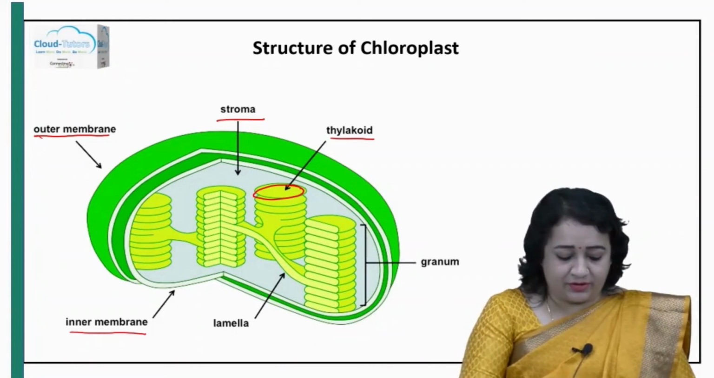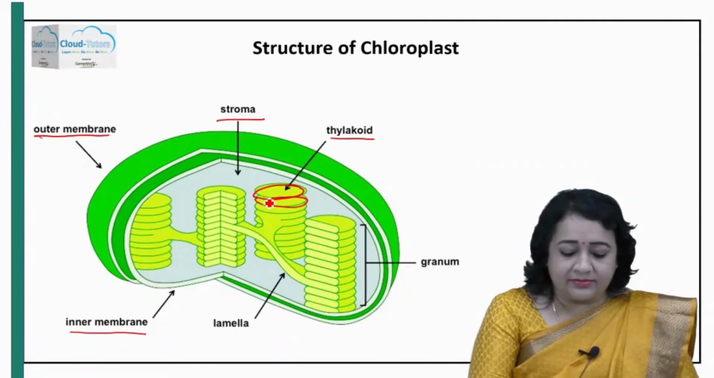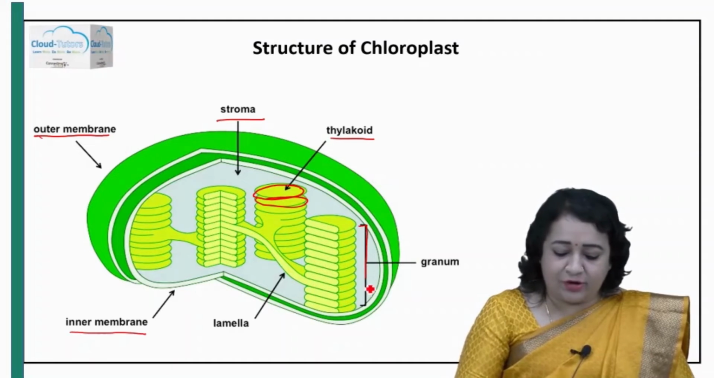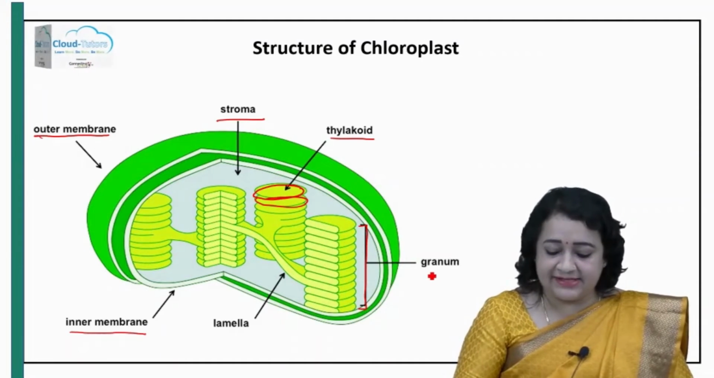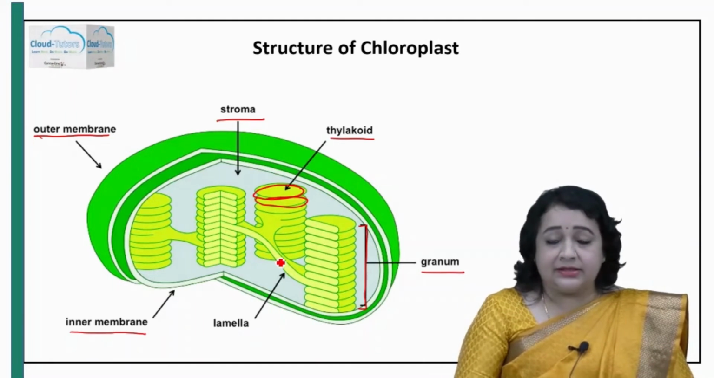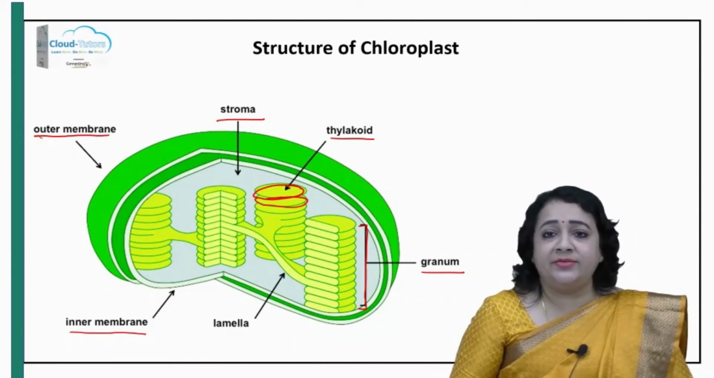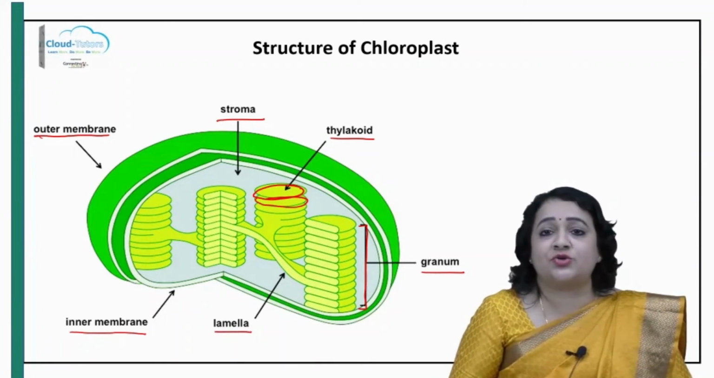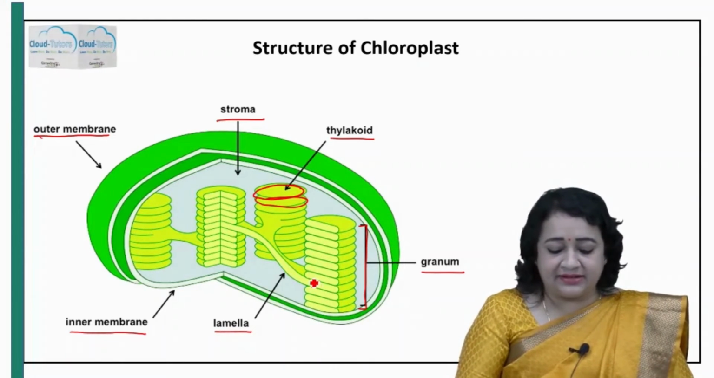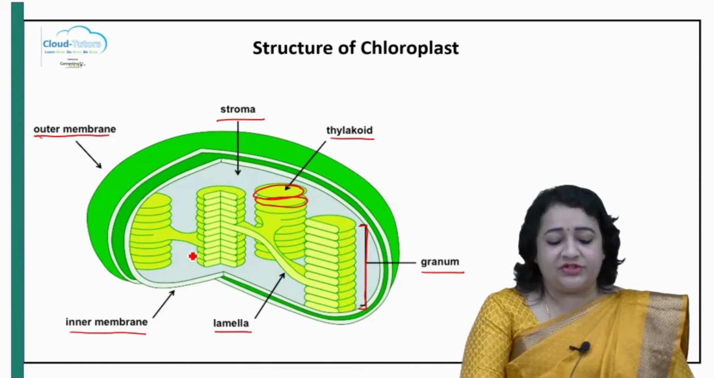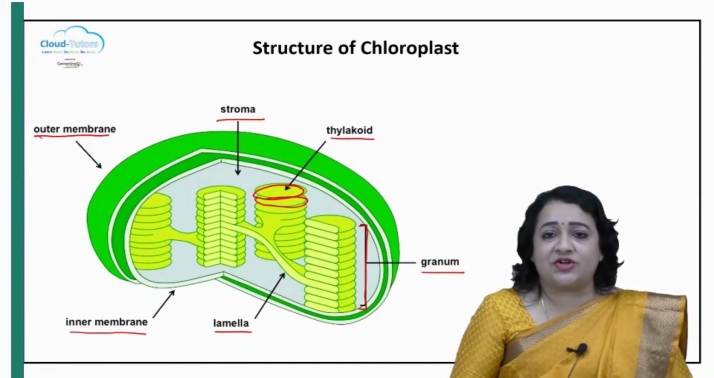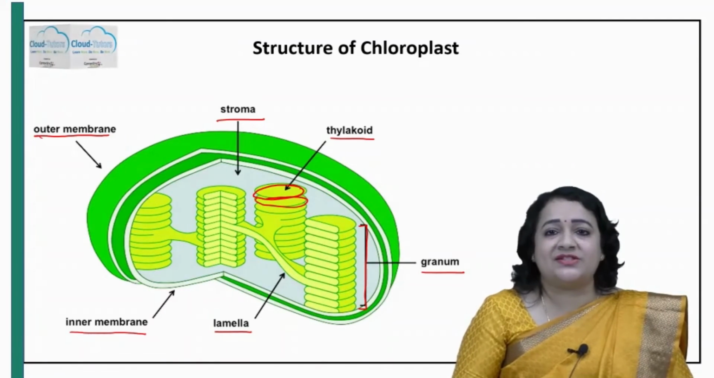The coin-shaped thylakoids are stacked one above the other, and this stack of thylakoids is called a granum. Each granum is interconnected with the neighboring granum by a membranous structure called a lamella. Lamella connects one granum to another granum inside the stroma. So this is the structure of chloroplast, and inside the thylakoid, the photosynthesis occurs.